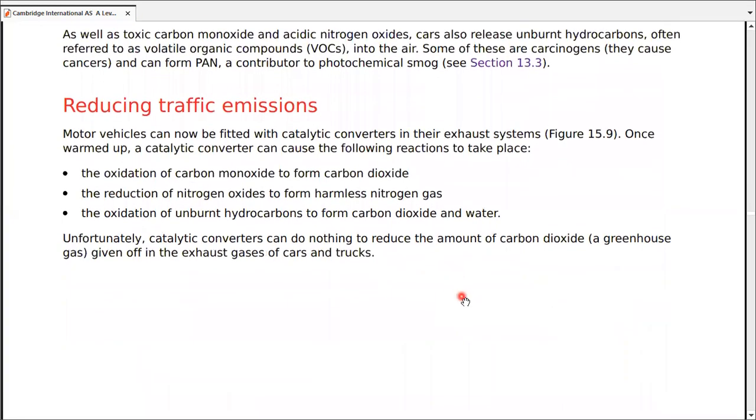So let's keep moving on. Reducing traffic emissions, what we usually do is fit motor vehicles with catalytic converters in their exhaust systems. The catalytic converter oxidizes carbon monoxide to carbon dioxide. This is written in words. You should be capable of writing an equation about it, right? Or the reduction of nitrogen oxides to harmless nitrogen gas, which is possible because of a reaction like this.